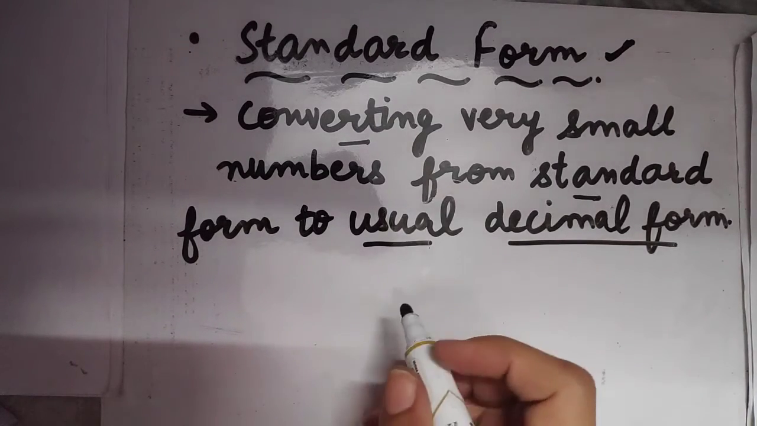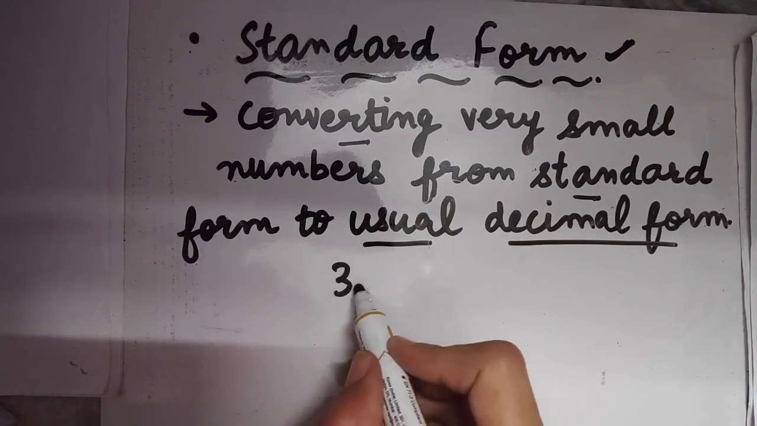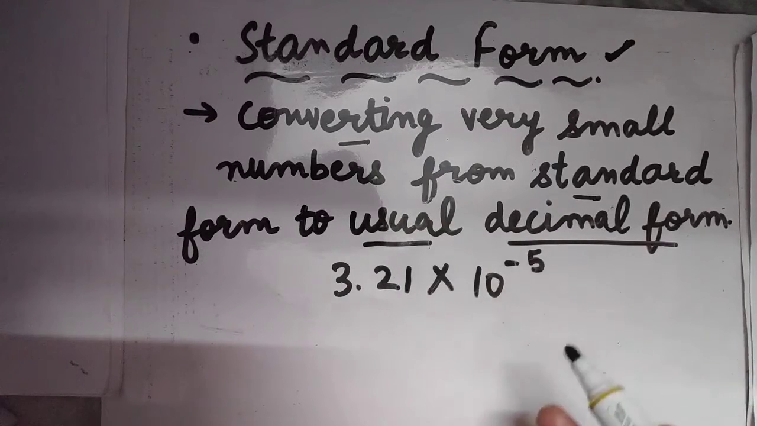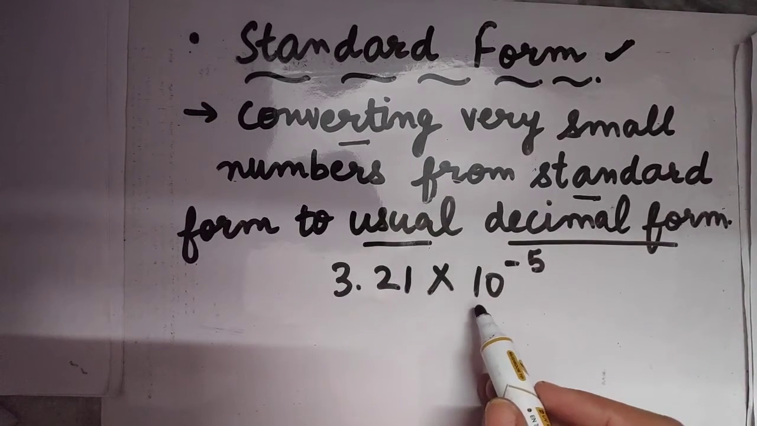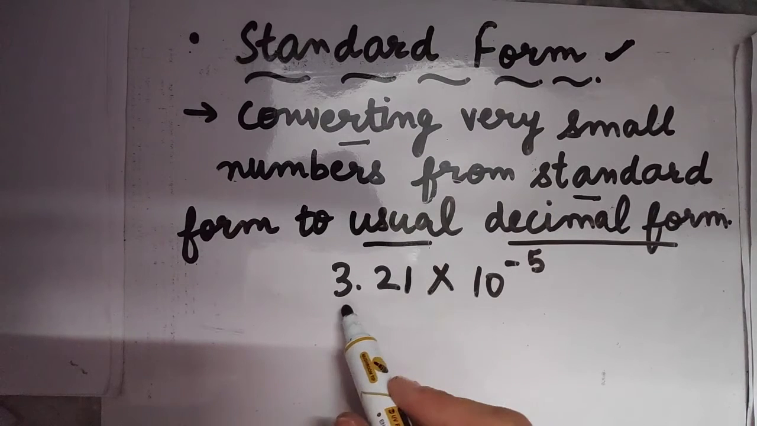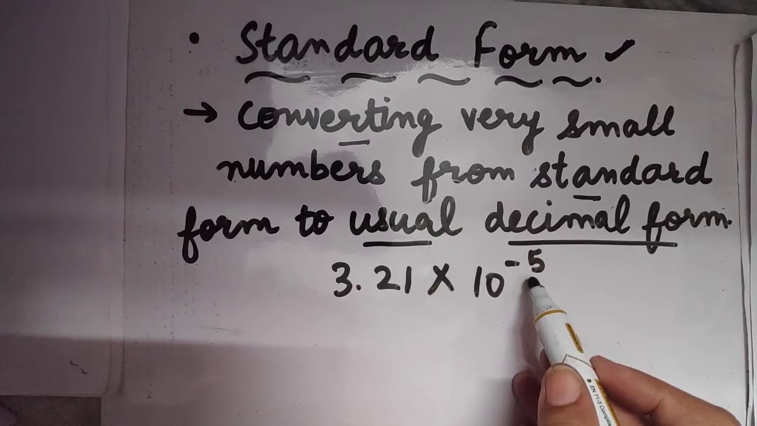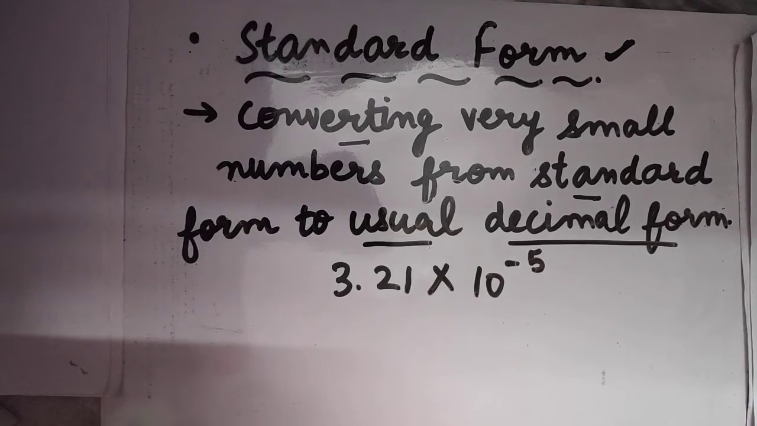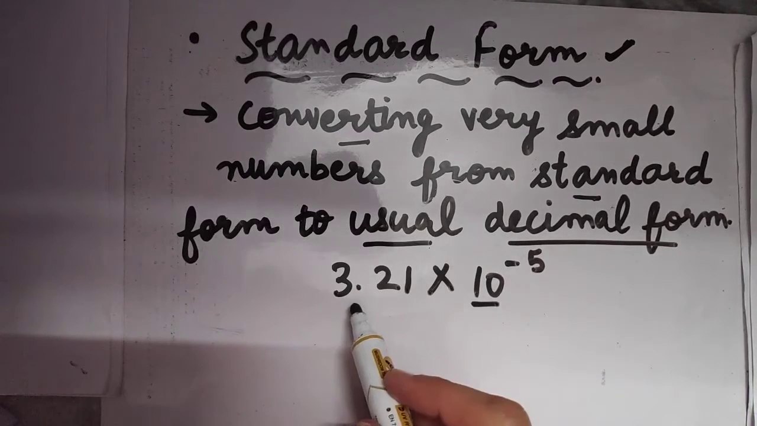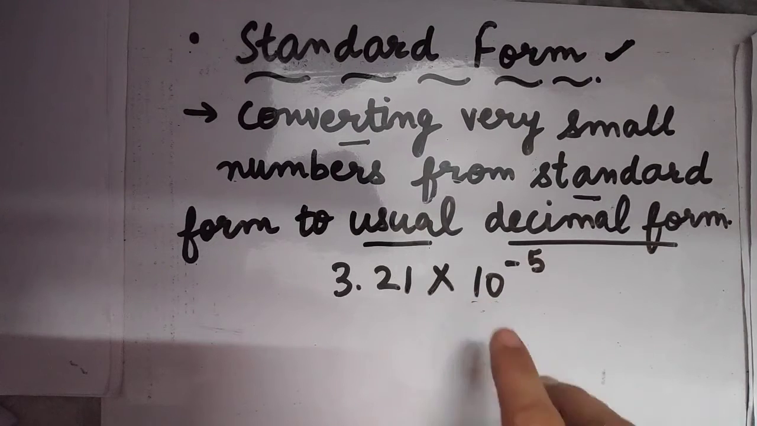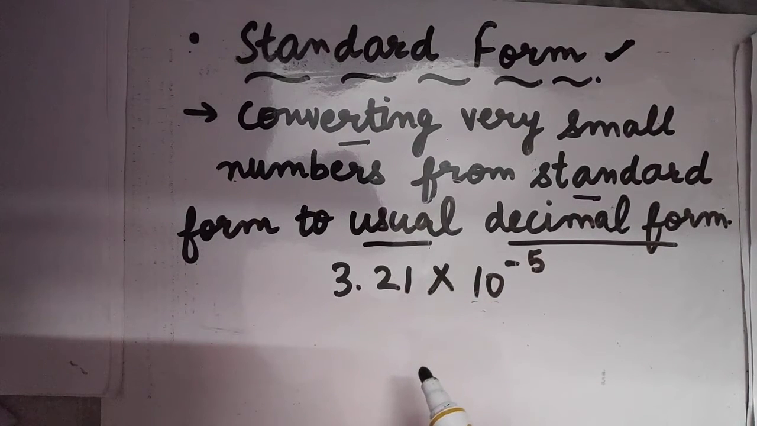So let us take one example. Suppose I need to convert this number. This is given to you in standard form because it is expressed as a decimal form which is being multiplied by 10 raised to a power. Any number multiplied by a power of 10, you should say like this. So this is being expressed in standard form. Now I need to convert it into decimal form. How will I proceed in this case?